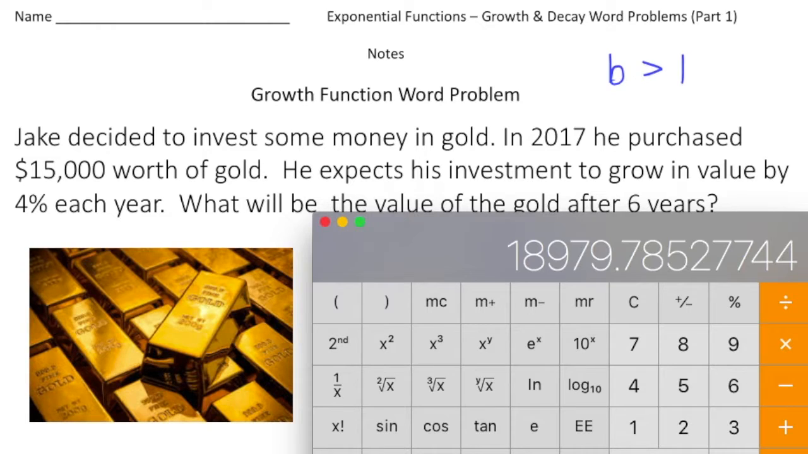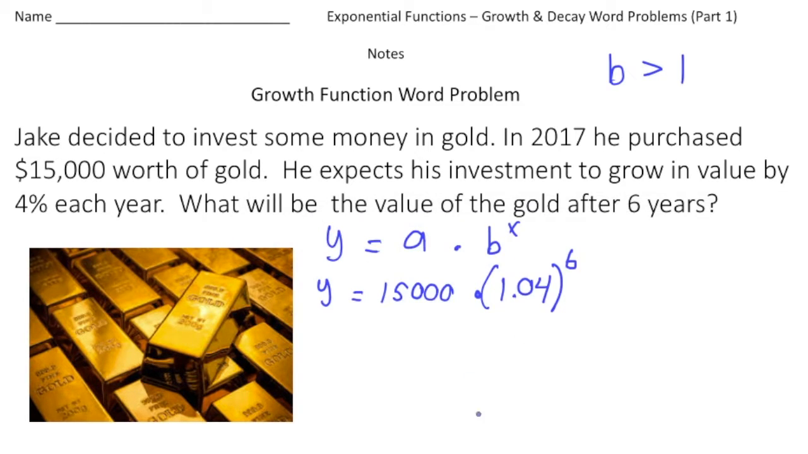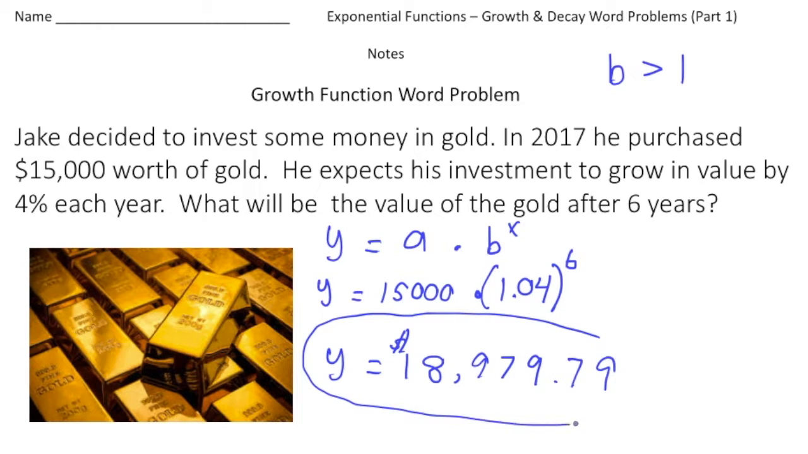And we end up with, okay, $18,979, and rounded 79 cents. Okay, so let's write that down. So it's going to be, y is going to end up being $18,979.79. Okay, so every year his gold increased in value by 4%, and after 6 years, the value is $18,979.79.